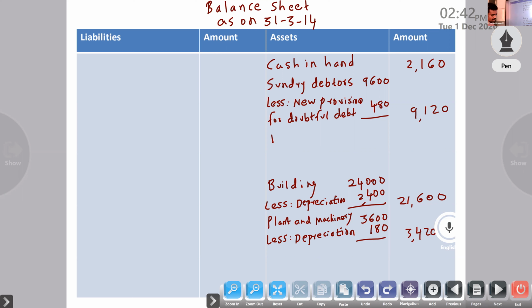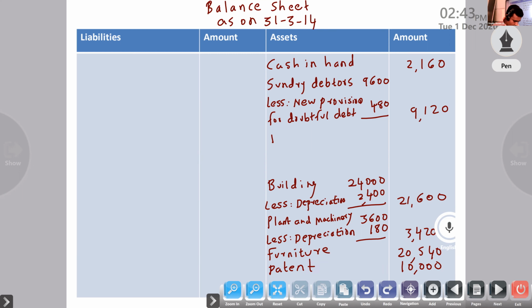3,420. Then furniture: any depreciation? Nothing is there. So directly we can write furniture 20,540. Next, patent, intangible assets. Last we'll write patent, intangible assets. The right to exclude others from producing a particular product. Rights, it is an intangible asset. That is asset side only, no adjustment.